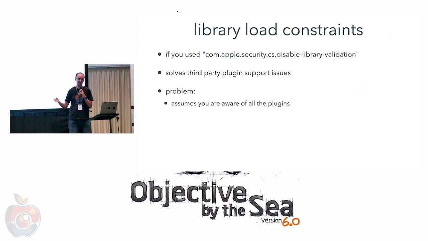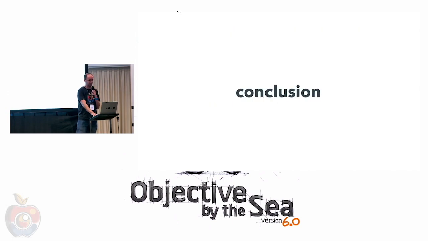There is also another thing, library load constraints, where you can define other team IDs from which you accept different frameworks or dylibs. I think this does solve the problem when you need to support third-party plugins. But it also assumes that you are aware of every single third-party plugin you need to support and you know their team ID. If anyone can write a plugin, then it doesn't really help.